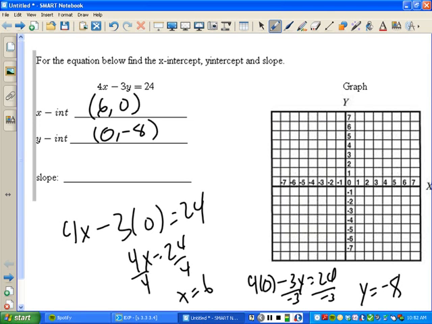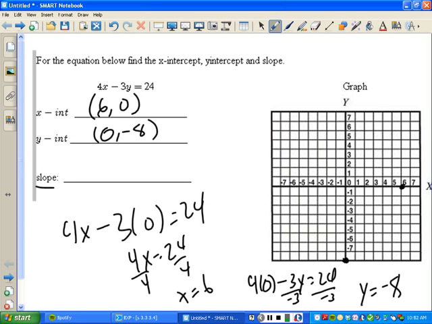Now, based on that information alone, you ought to be able to graph if you need to. There's negative 8, there's 6, and you can draw a line between them. Does everybody see that? Now, if you have to find the slope, how do you find the slope?